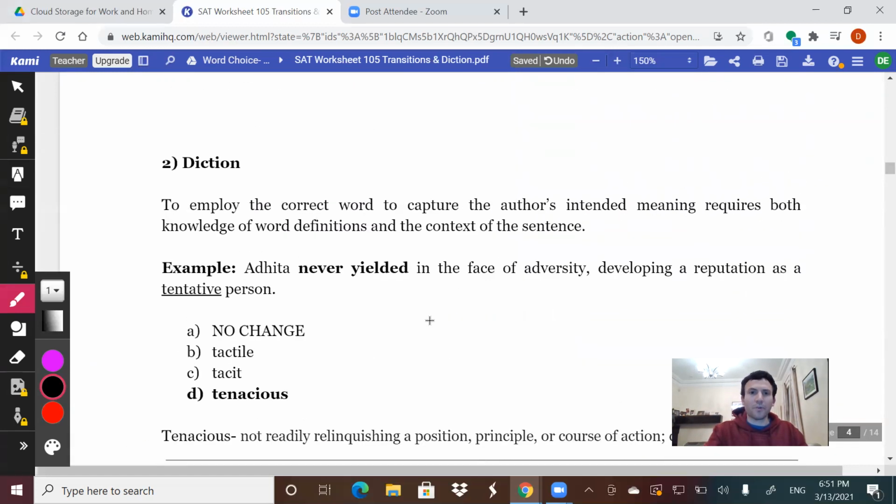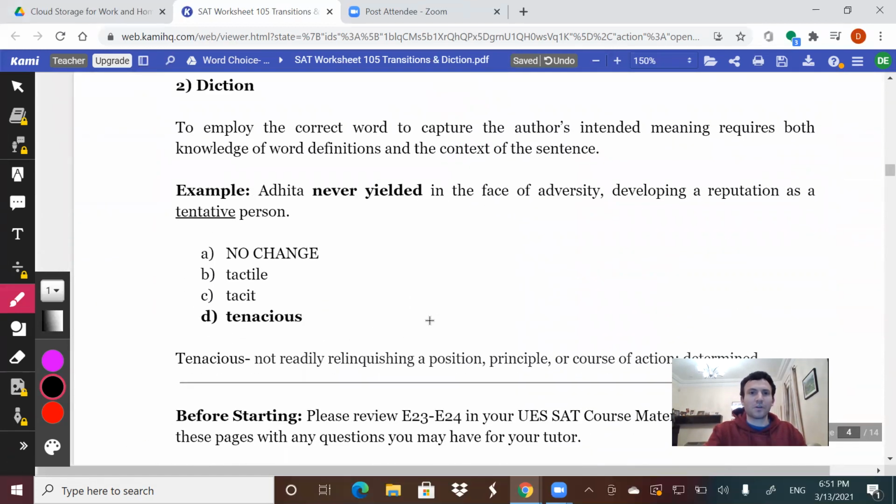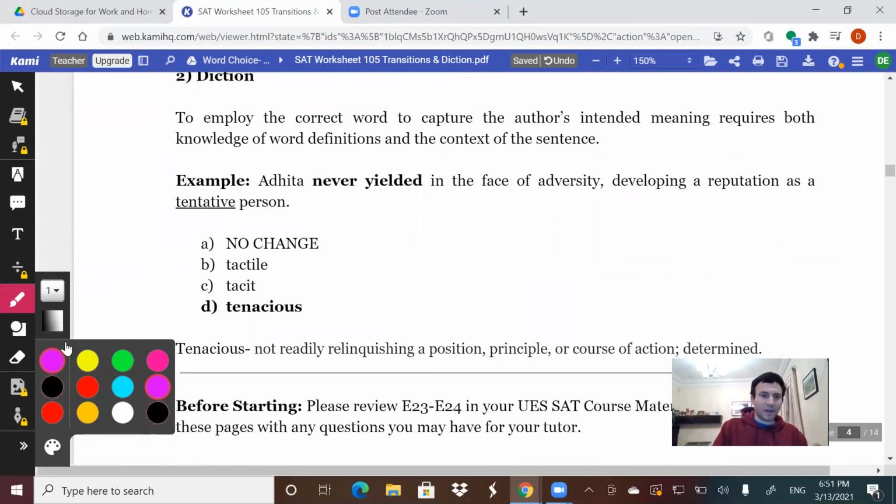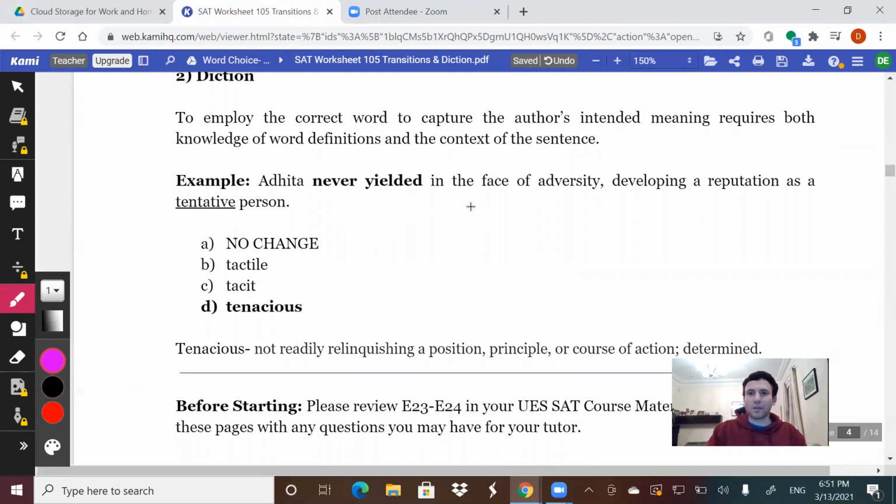Okay, let's take a brief look at diction. This will be a little faster. So with diction, it's all about two things: the context, so understanding what the sentence is saying, and then the second thing after the context is just knowing word definitions, looking up words. So in this case, we have: Adhita never yielded in the face of adversity, developing a reputation as a something person. So never yielding means that you're tenacious. It helps to know the definition of tenacious.